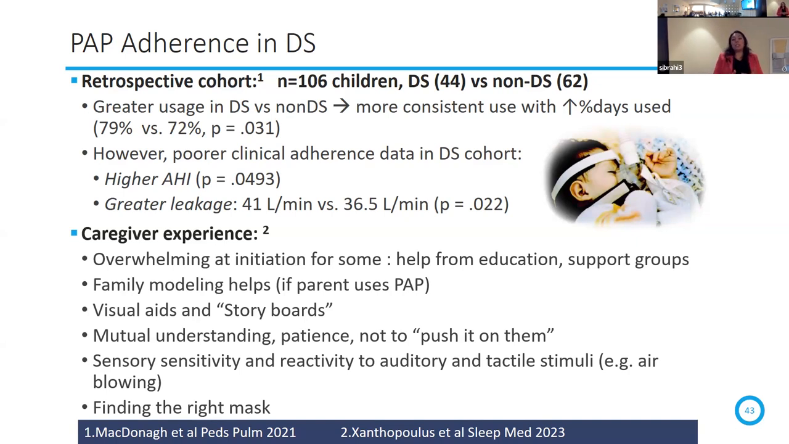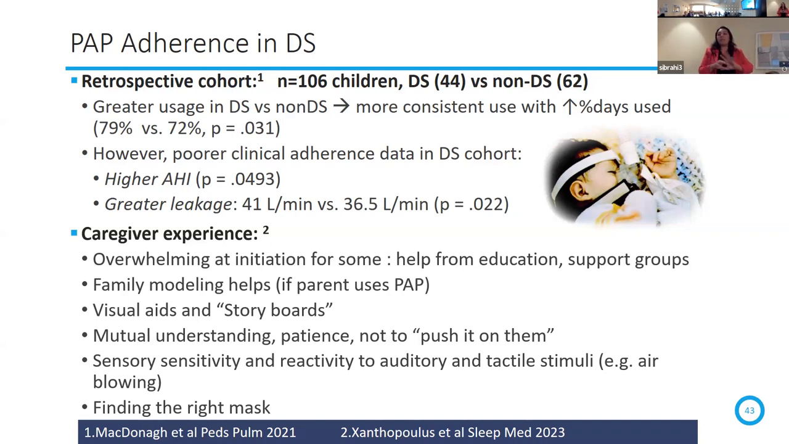There had to be a mutual understanding of patients, not really pushing on to them. This is long-term therapy and they need to have buy-in. And we have to overcome some of the sensory issues. Some patients with Down syndrome have significant sensory issues. Putting something on their face can cause a lot of anxiety in that first angst.